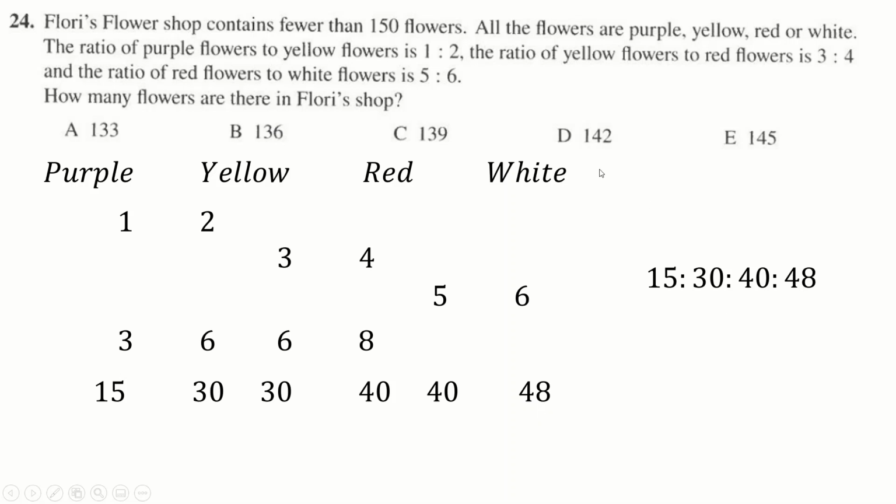And now flowers have to be whole numbers. So the least number I can have is just 15 of these, 30 of these, 40 of these, 48 of these, because there's nothing I can divide this ratio down by to get it any smaller. So just add the numbers up and you get the answer 133.